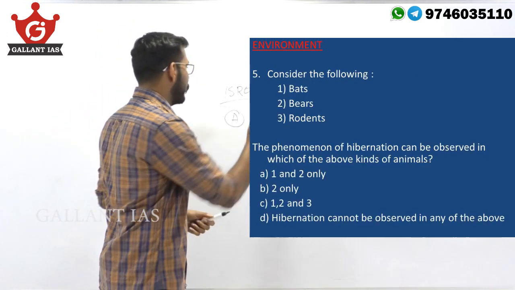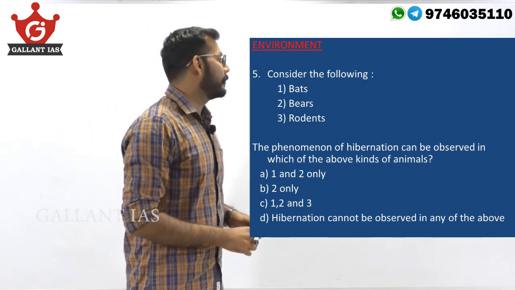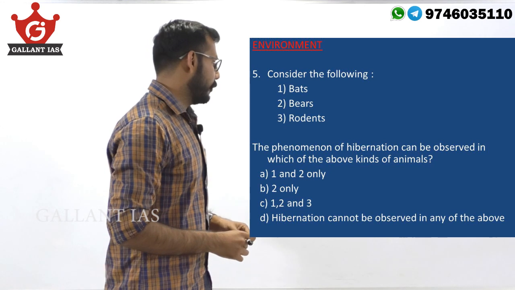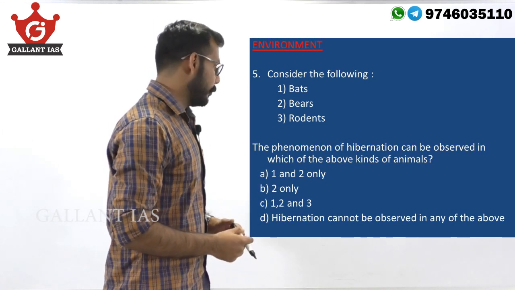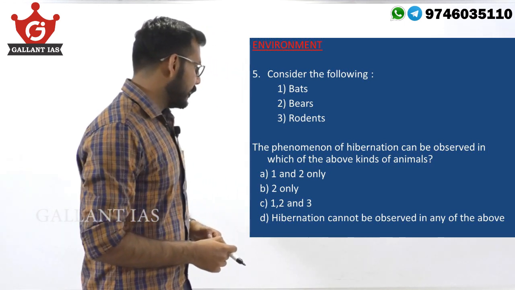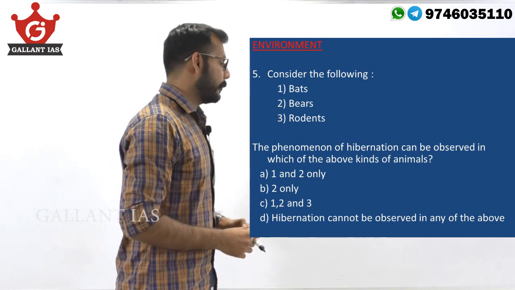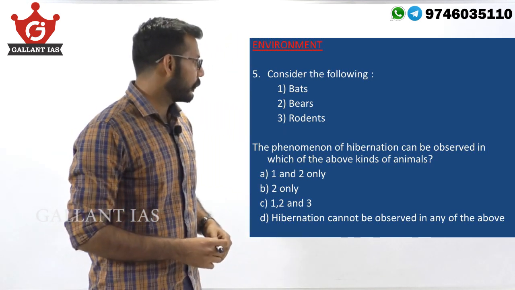Now, the fifth question from environment. Consider the following. Bats, bears, and rodents. The phenomenon of hibernation can be observed in which of the above kinds of animals? A, 1 and 2. B, 2. C, 1, 2, and 3. D, hibernation cannot be observed in any of the above.